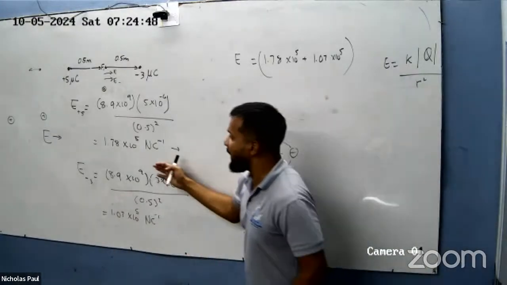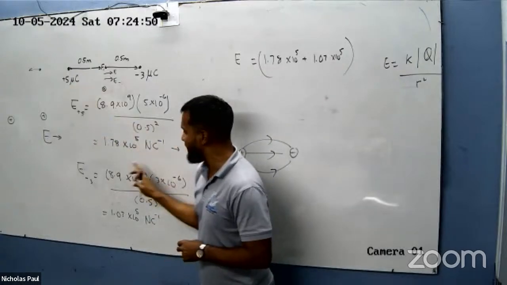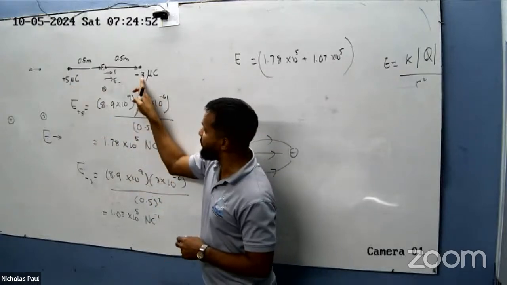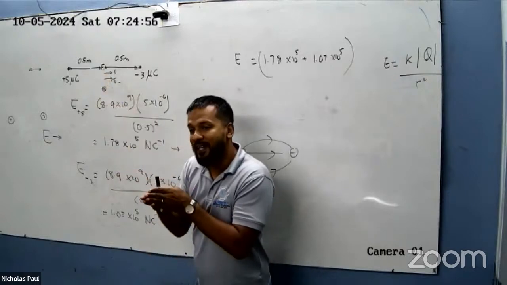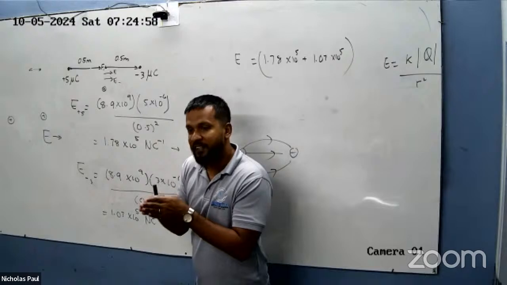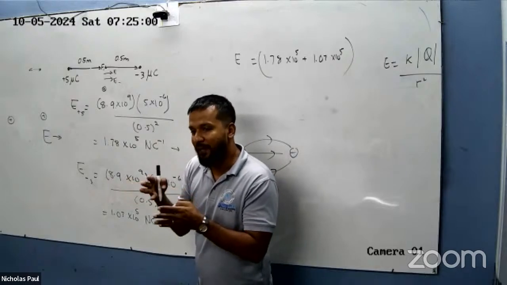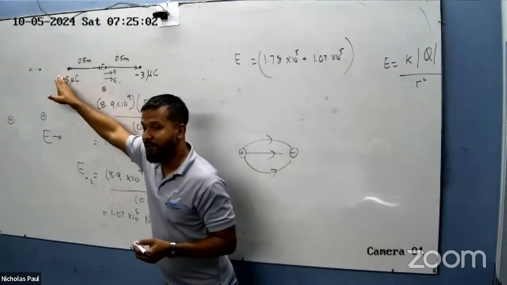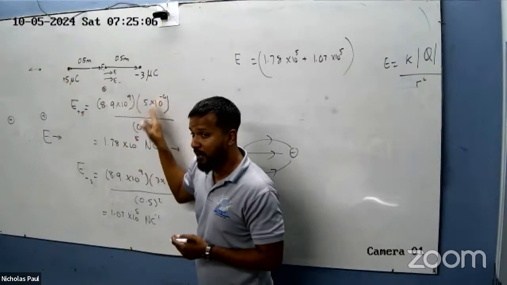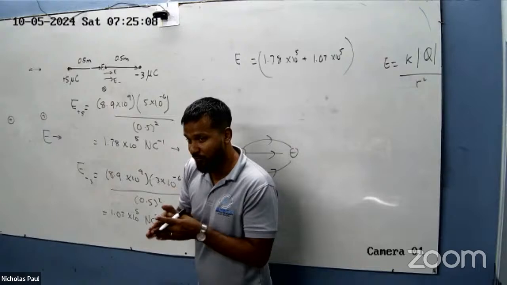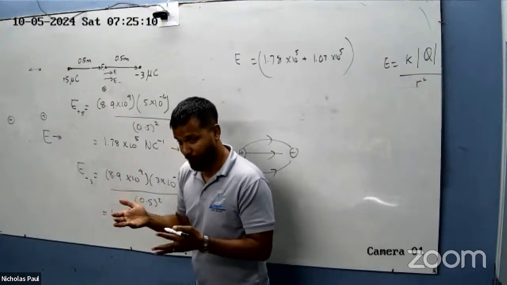Because the electric field strength due to this is this value. The electric field strength due to this is this value. And they are both actually the same. The combination of both of them is a vector. Right? So remember, this contributes electric field strength, this also contributes, and they contribute in the same direction. So I sum them up. Okay, total.